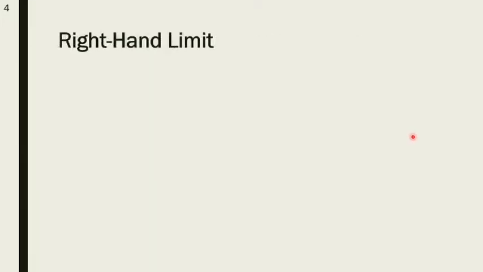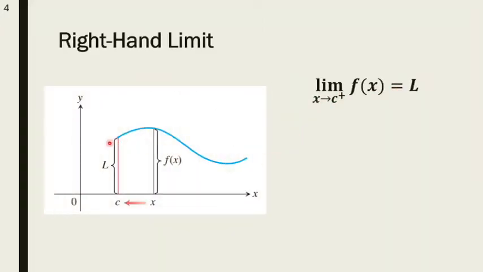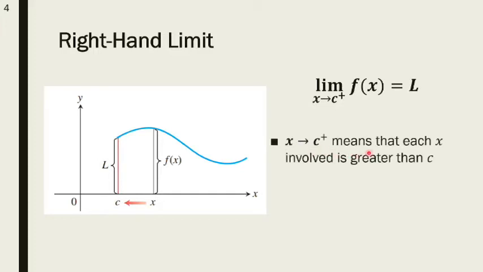So on one side, we have the right-hand limit. The limit of the function f of x as x approaches c from the right is equal to L. Given a graph of the function f of x, as x approaches c, it approaches the value L. This means that each x involved is greater than c, as x approaches c from the right.